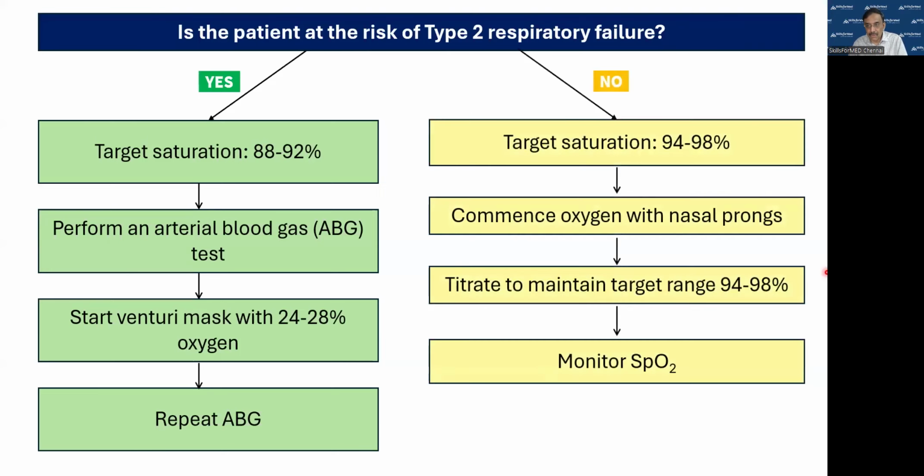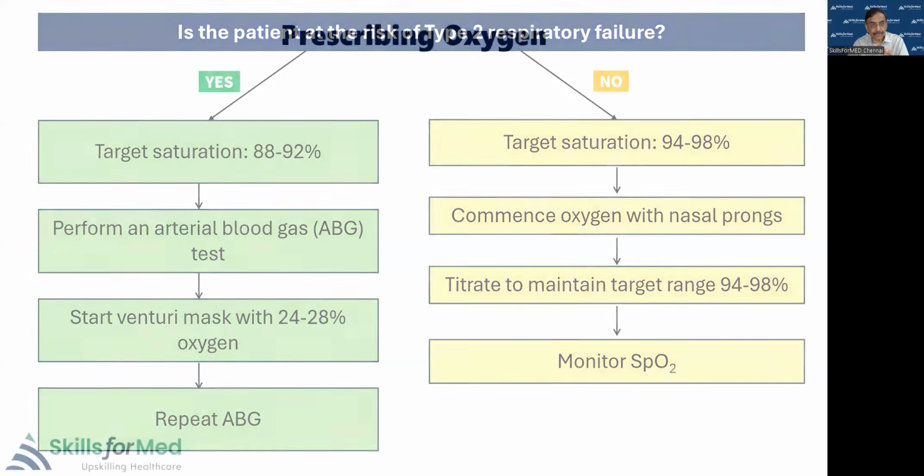If the answer is no, then they have type 1 respiratory failure. Here, your saturation should be 95 and above. And you can start them with nasal prongs and again titrate up and down. And you can, most of the time, monitor them with a pulse oximeter unless the requirement keeps going higher and higher, where you have to shift them to the ICU. Then you have to use the ABG or arterial blood gas. Okay, so these are the indications to start the oxygen therapy.